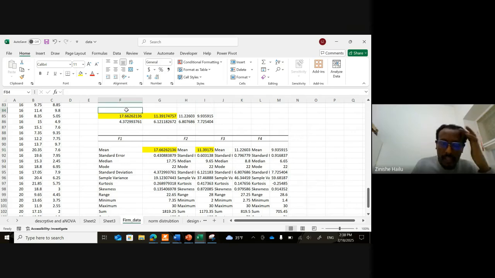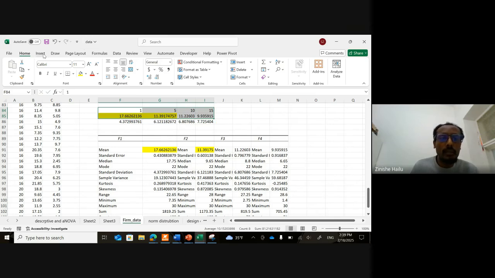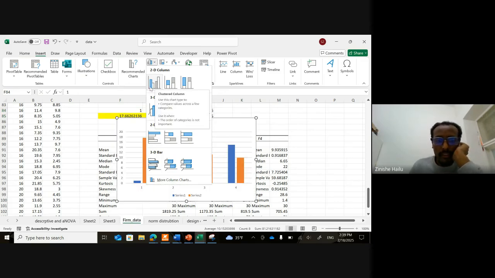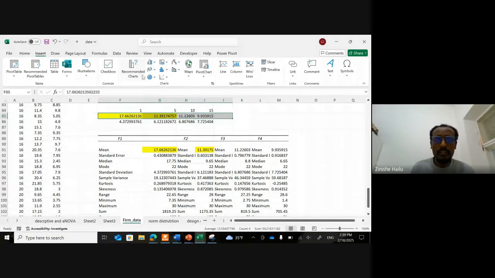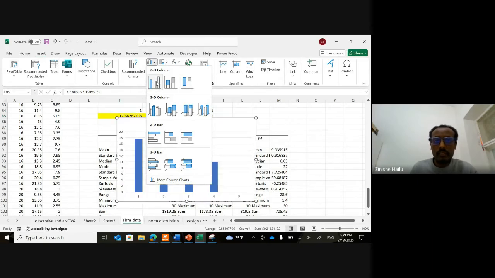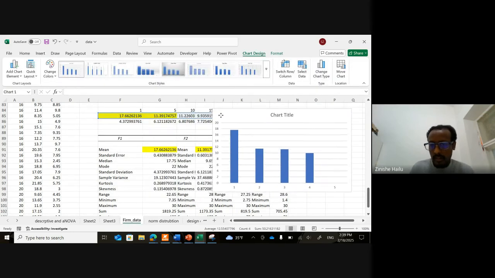Now, if you want to make, okay, 1, 5, 10, and 15. If you wanna make a visualization, we can make this categorical. So I will choose this plot, and you can make this and go to the insert and then chart. I'll select this one. Look.